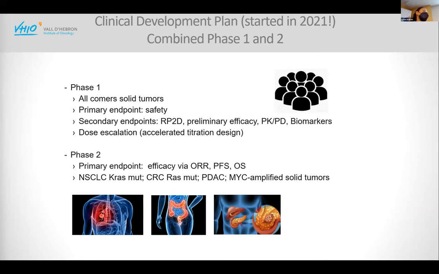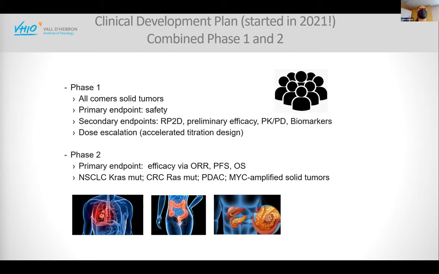And of course we have been looking at safety, but also preliminary signs of efficacy, everything that could tell us that something was working. And we are finishing the phase one. We are in the last dose level. So if everything goes well, in summer, we will start phase two.